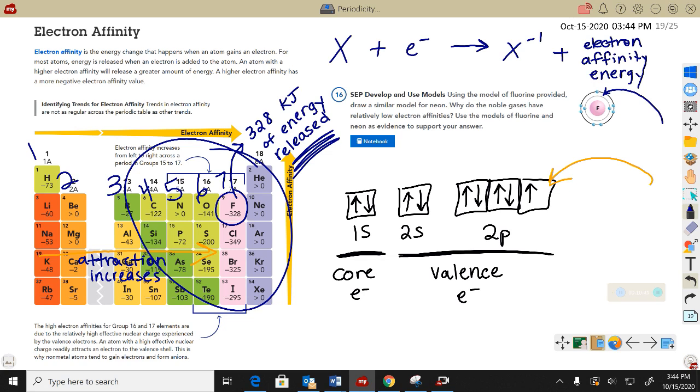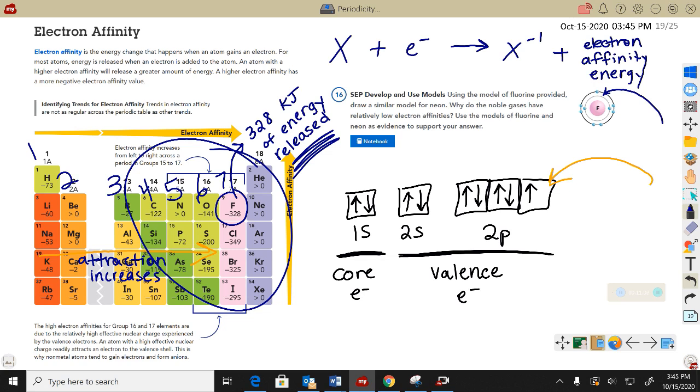So in number 16, we're supposed to develop and use models. They gave us a model of a fluorine atom. They want us to draw a model of neon. Why do the noble gases have relatively low electron affinity energies, or electron affinities? Use the model of fluorine and neon as evidence to support your answer.